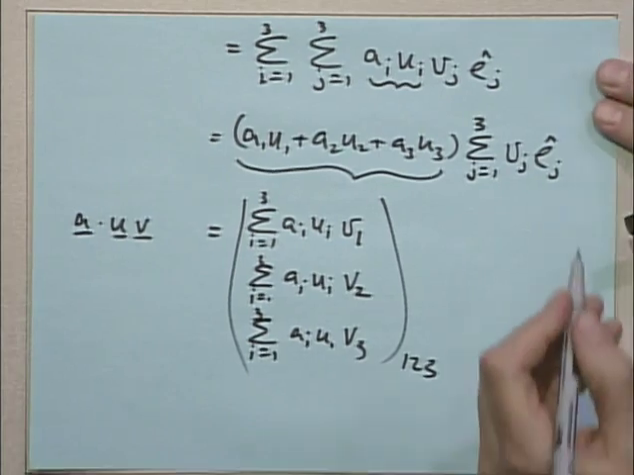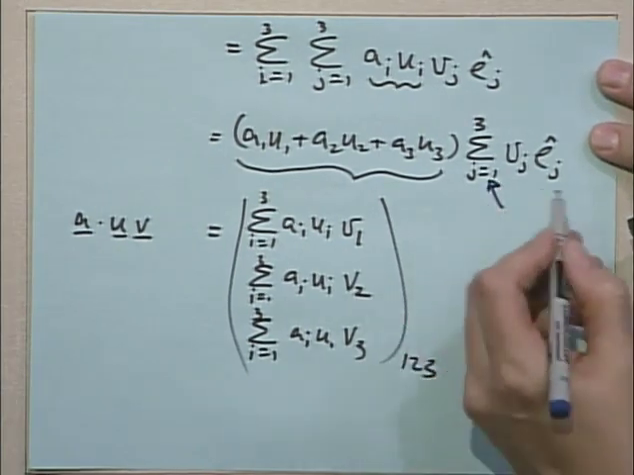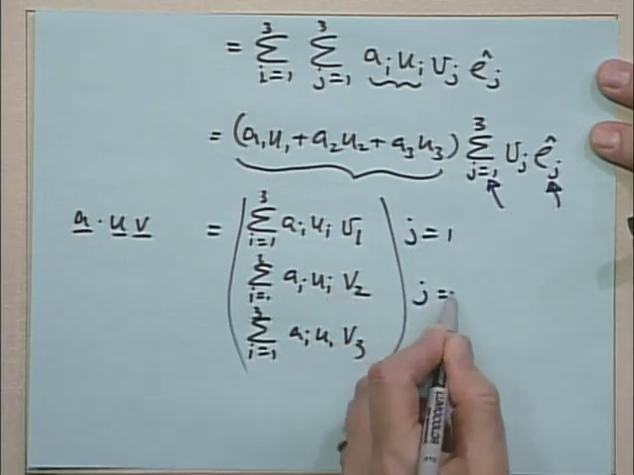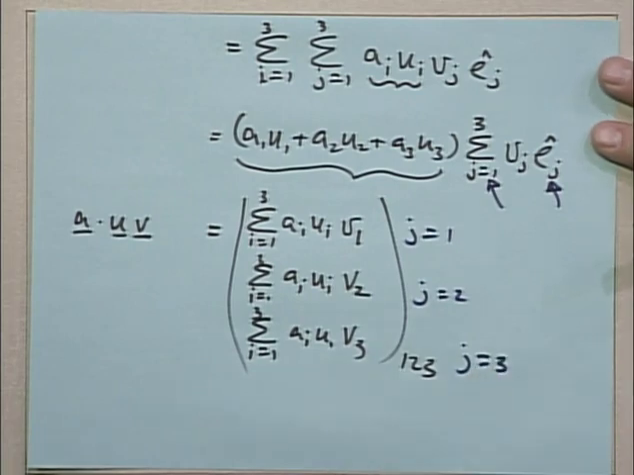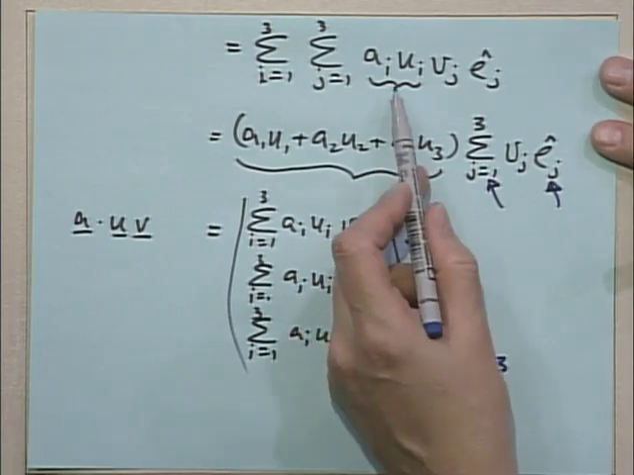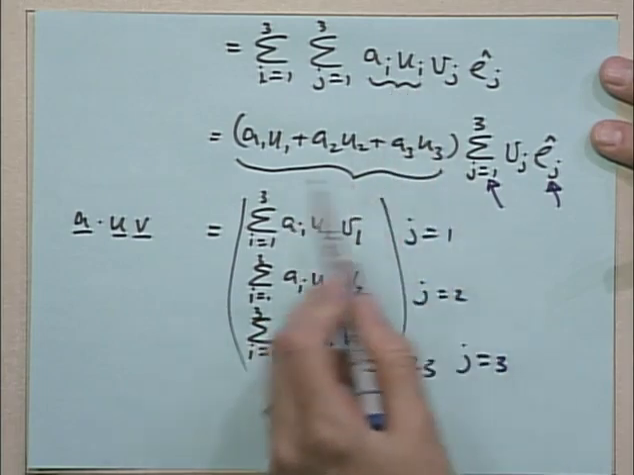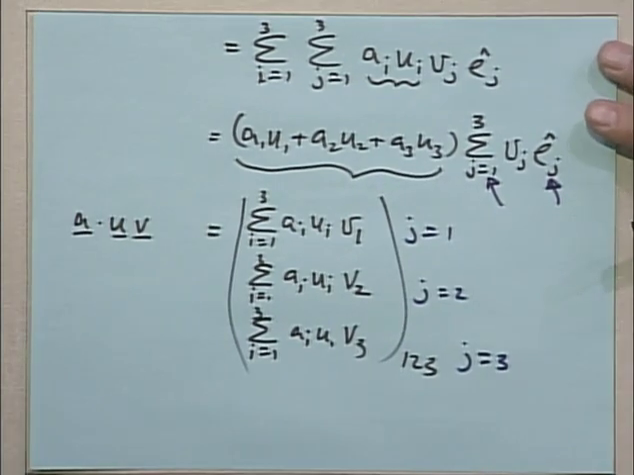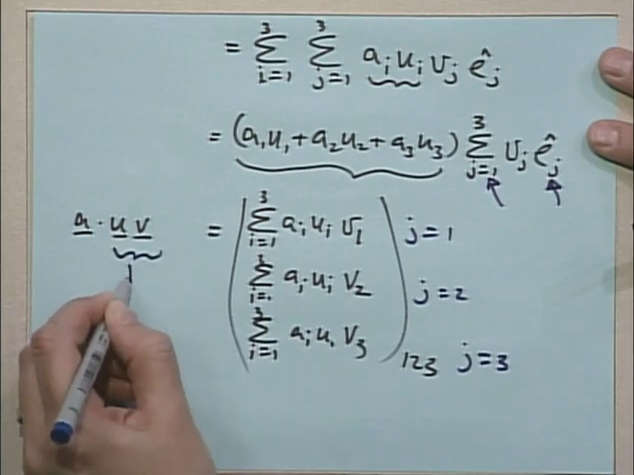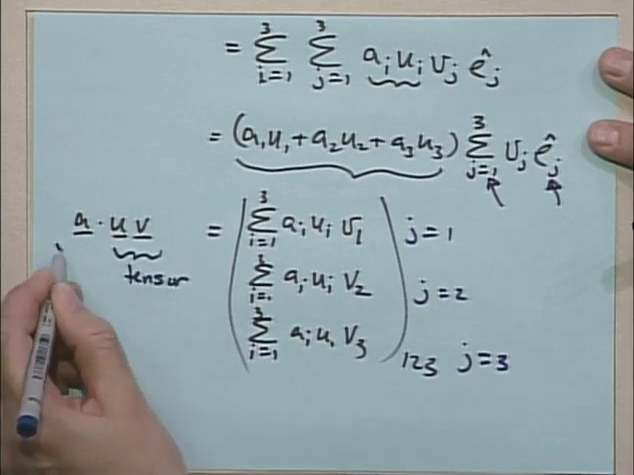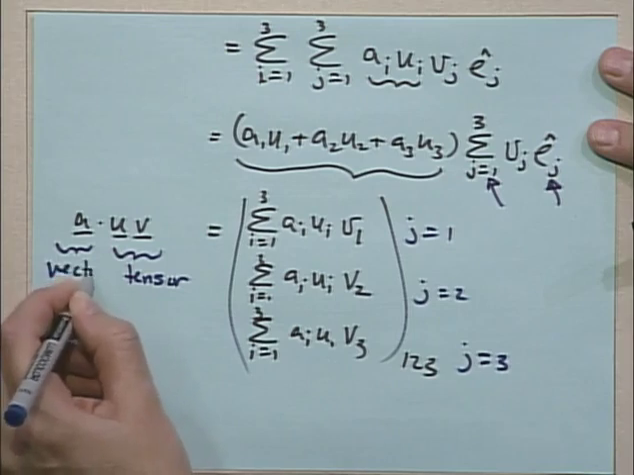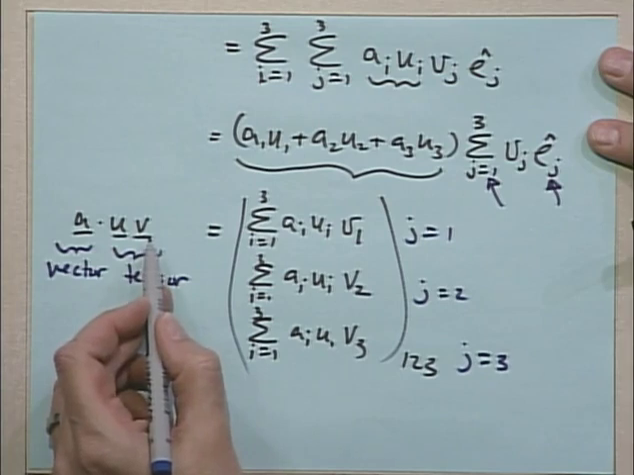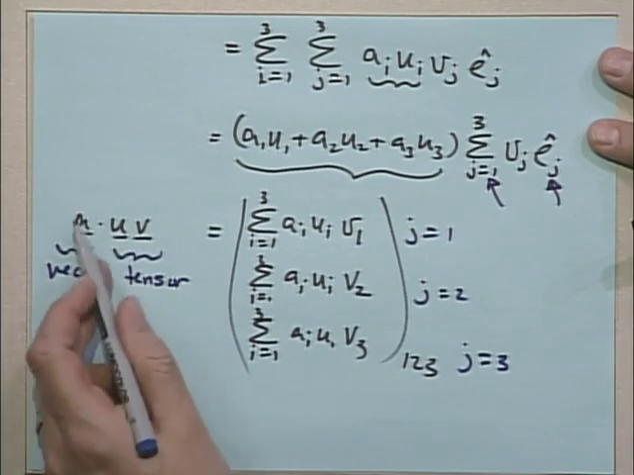So looking back up here, this j sum, because it's linked to the unit vectors, this is j equals 1, this is j equals 2, this is j equals 3. This i summation, it just entirely gets carried out. It's just a bunch of numbers. Taking this tensor and multiplying it by this vector gave us a vector in the direction of this second vector that's part of the tensor, stretched by this front piece here.